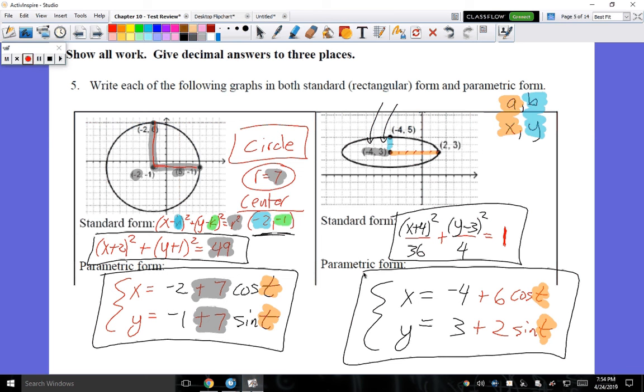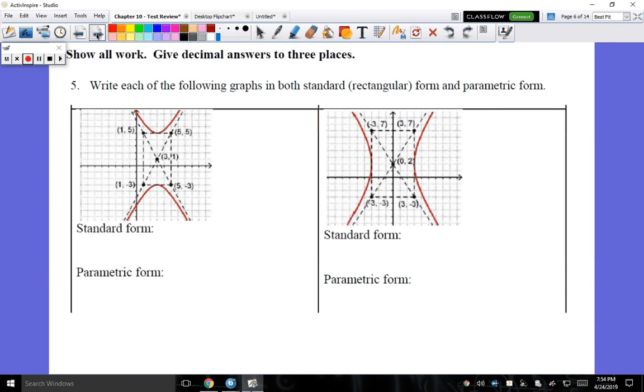Okay, so now, still with 5, what we're going to do is we're going to go on to the next slide, and we're going to show the relationships with the hyperbolas, okay? So both the standard and the parametric form. Let's do this time both standards at the same time, and then both parametrics at the same time. So you can compare, contrast, and see what are the similarities and differences. Okay, so let's begin on both.